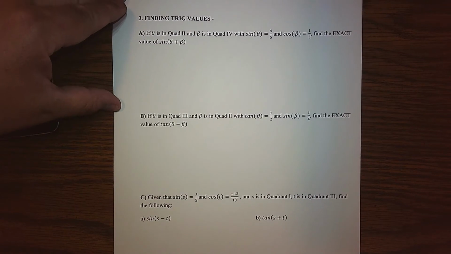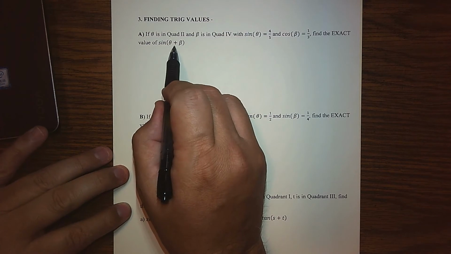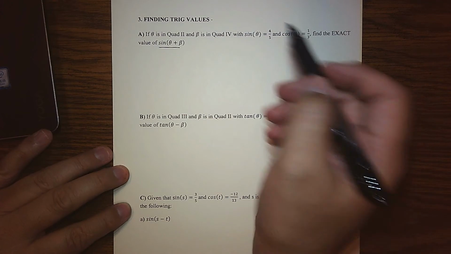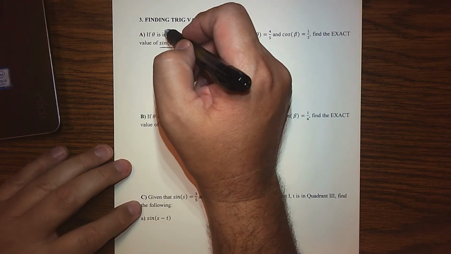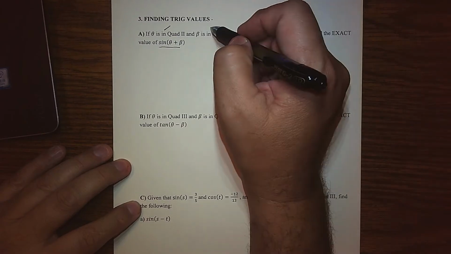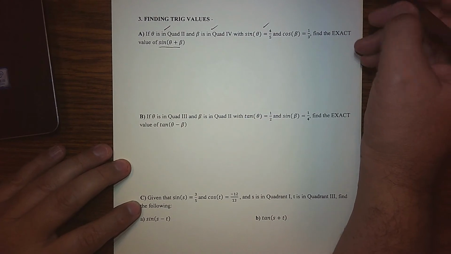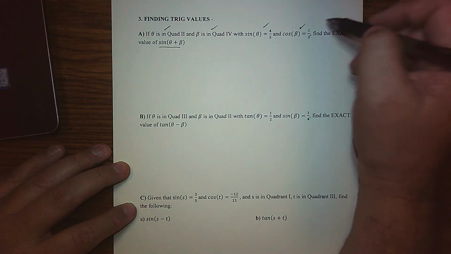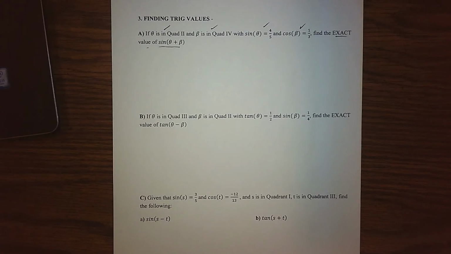So at this time, we're still working on finding some exact values, but we'll change the script up a little bit. What we were doing is we were given the angle and we were breaking it up into a sum or a difference. Now what we're trying to do is find the exact value of a sum or difference given other information. So in this case, we know that theta is in quad number 2, beta is in quad number 4. We're told that the sine of theta is 4 over 5, and we're told that the cosine of beta is 1/3. And so use all that information to find the exact value of the sine of theta plus beta.